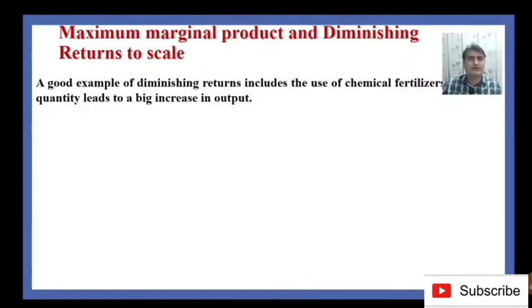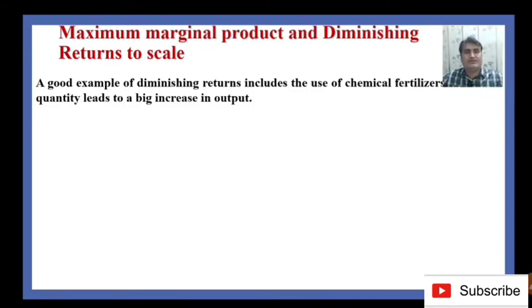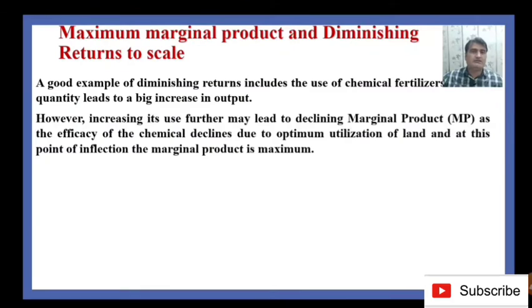Maximum marginal product and diminishing returns to scale. A good example of diminishing returns is the use of chemical fertilizers. A small quantity of fertilizer leads to a big increase in output. However, increasing its use further may lead to a declining marginal product as the efficiency of the chemical declines due to optimum utilization of land, and at this point of inflection the marginal product is maximum.